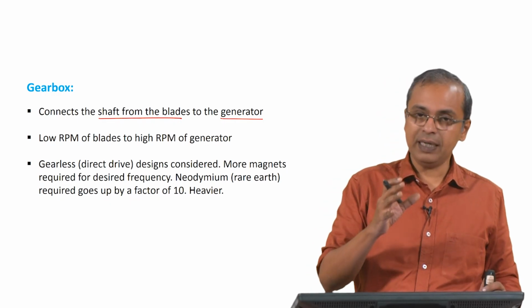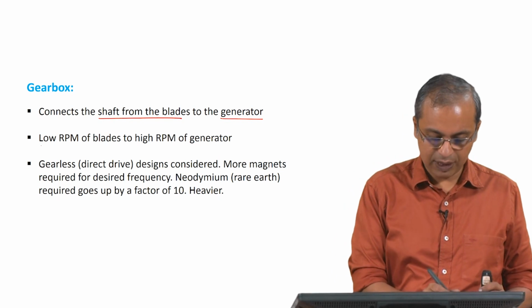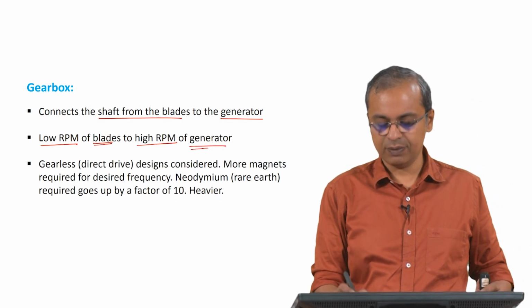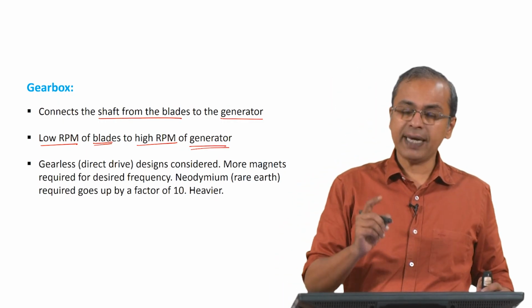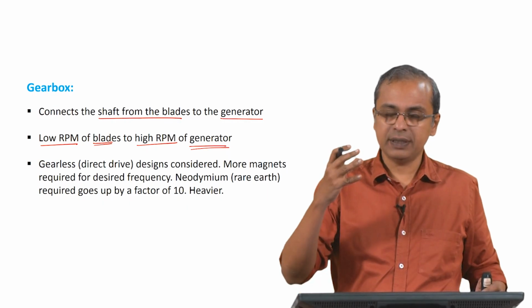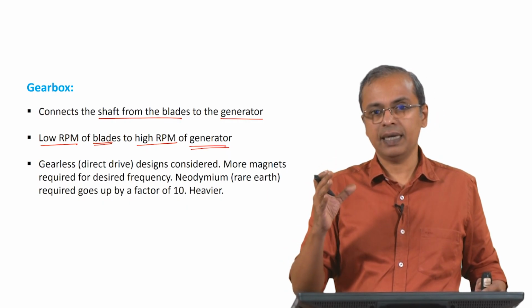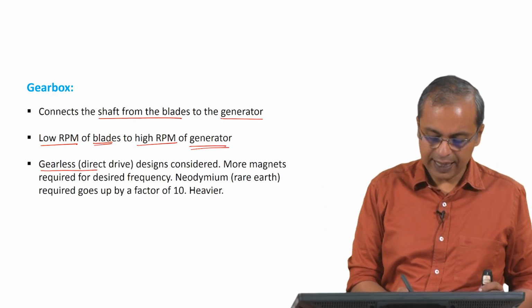So, you definitely need a gearbox. That is the reason why you need this gearbox, to convert this low RPM coming from the blades to the high RPM required by the generator. So, that is why we need this gearbox. In fact, in order to reduce the complexity of the structure and to make it easier to handle, people are actually looking at gearless or direct drive designs.